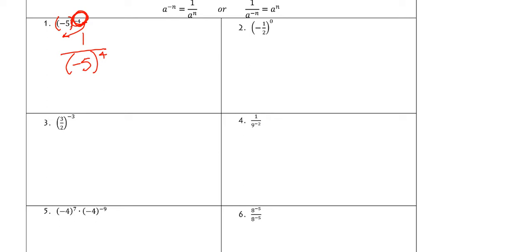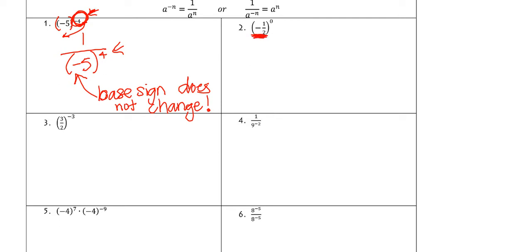raised to the 4th power. All right, again, keep in mind that the base sign does not change. The exponent sign changed here to here, but the base sign did not change. Number 2, this is quick and easy because it's a number, which is negative 1/2, but it's raised to the 0 power. It's just 1. Anything to the 0 power is 1.